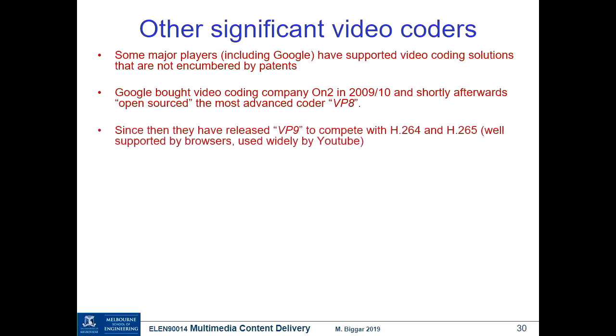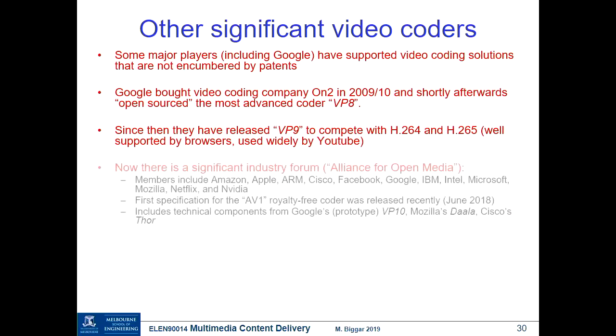Then they have released VP9, another generation in which they attempted to compete with H.264 and H.265. It's well supported by browsers. It's used widely by YouTube, so it is used.